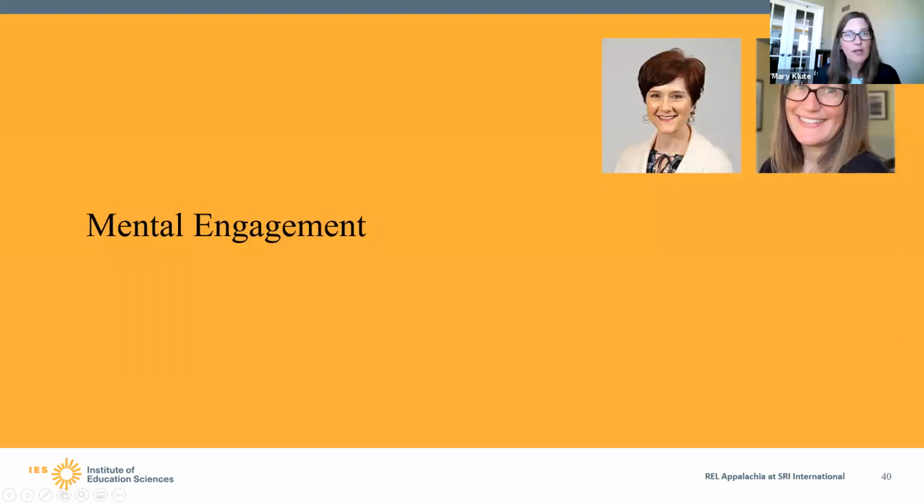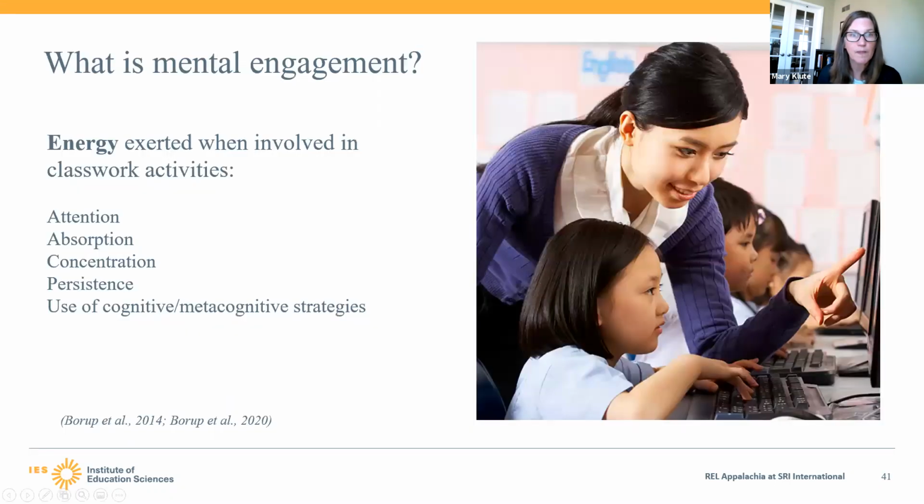Great. So now we're going to turn to mental engagement. This type of engagement requires mental energy. It's all the things a student needs to engage deeply with content. Here again is the definition we showed earlier of mental engagement. It is the mental energy exerted when engaging in schoolwork. Some examples of mental engagement include attention, concentration, and persistence. We are sure you can think of many others that could be included on this list.